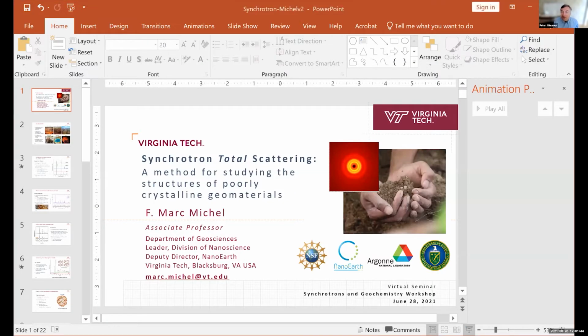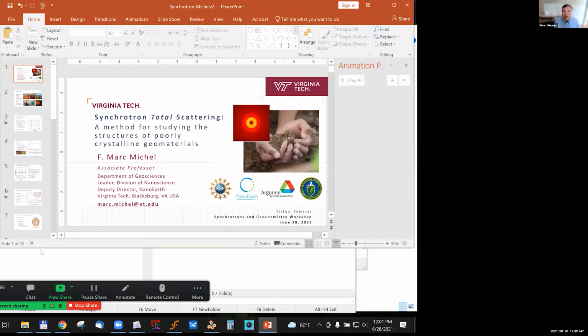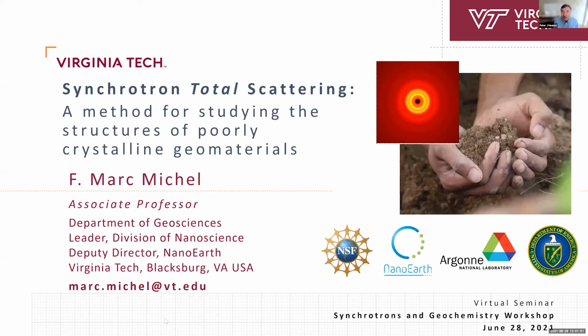Marc is an associate professor of geosciences and the division leader for the nanoscience degree program at Virginia Tech. He's been using synchrotron methods for more than 15 years to study nanomaterials that are of interest for understanding environmental processes and for preserving water and soil quality. The title of Marc's talk is Synchrotron Total Scattering, a method for studying the structures of poorly crystalline geomaterials.